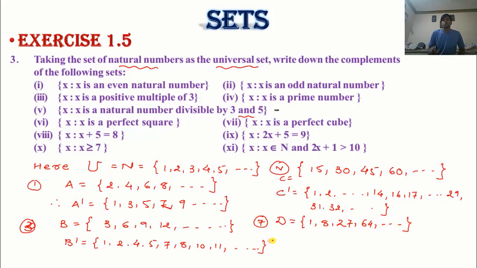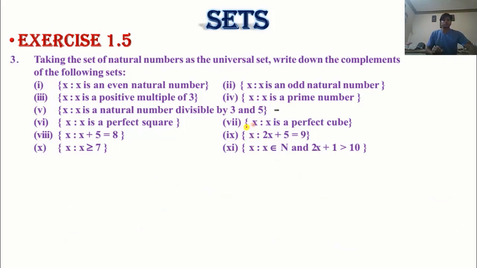You get the numbers. So in the same way D dash equals, except 1, you cannot consider 1, 8, 27, 64 in the complement. So you get 2, 3 up to 7. Then afterward you cannot include 8, so you get 9, 10 up to 26 and so on. So in this way you can calculate D dash. Okay, now I am going to rub these answers due to space. Now after this 7th question, question number 8 and question number 9 are both similar, so I will calculate the 9th one.